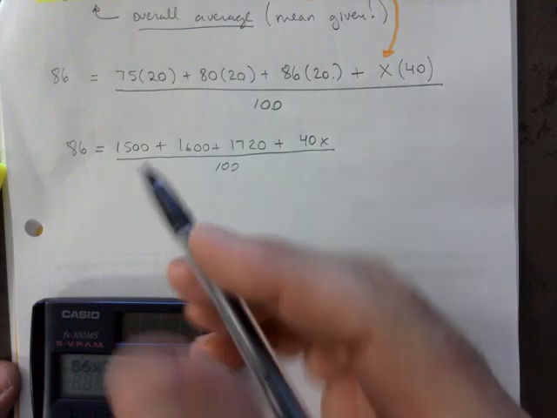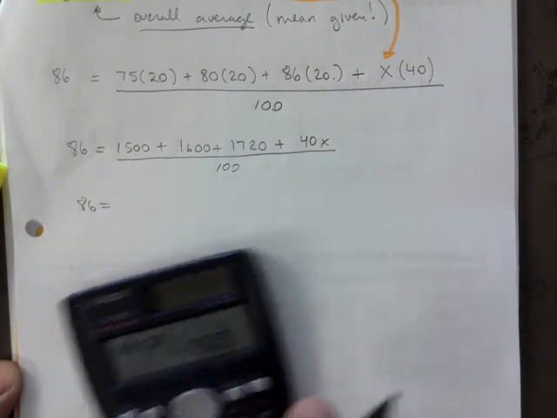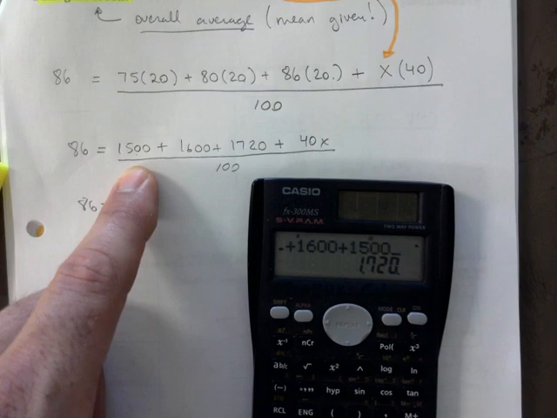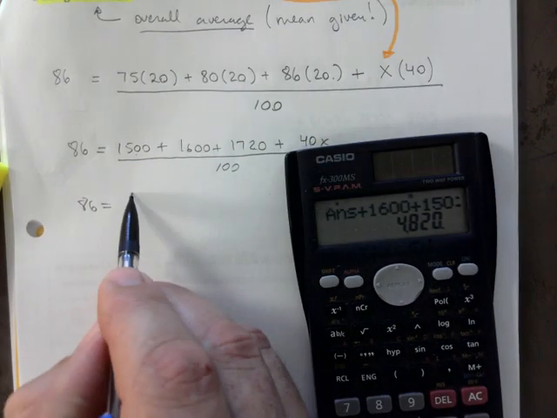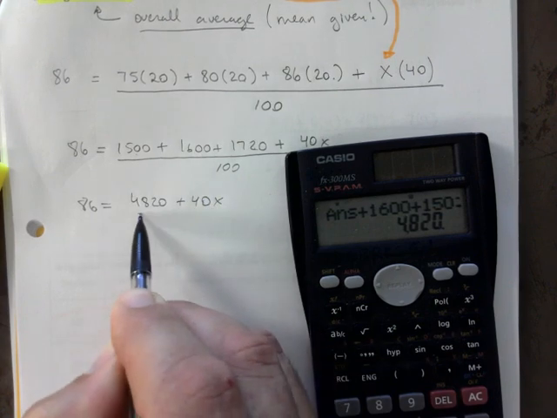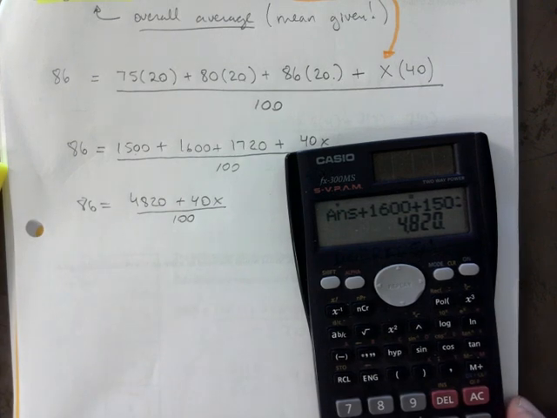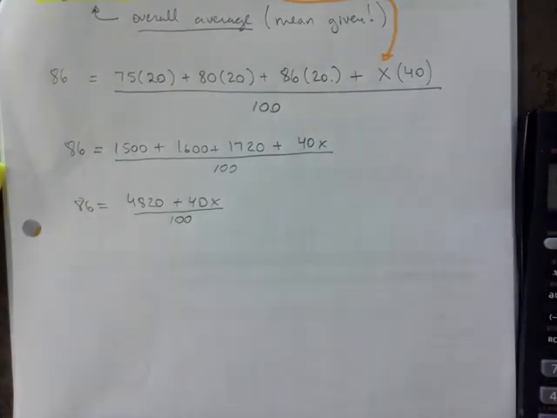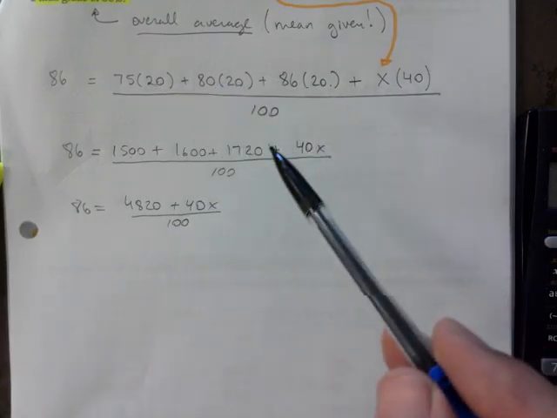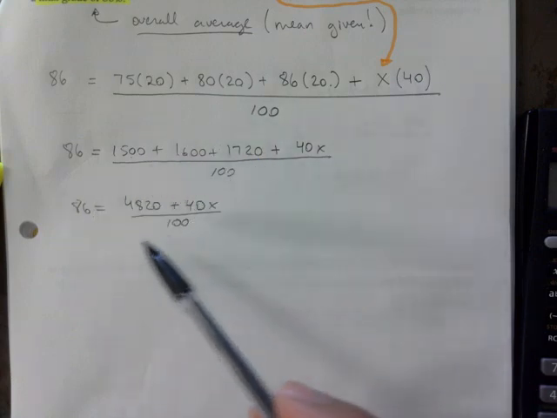Keep cleaning this up. You go 86 is equal to, we're going to add these values to just get one number out of it. So 1720 plus 1600 plus 1500, that's 4820 plus 40x divided by 100. And here is when you can start doing things to both sides, okay? Once you get it cleaned up, once you've exhausted all of your options, you multiplied it all, we added the numbers that we could, and once you are at this point, you can start doing things to both sides.